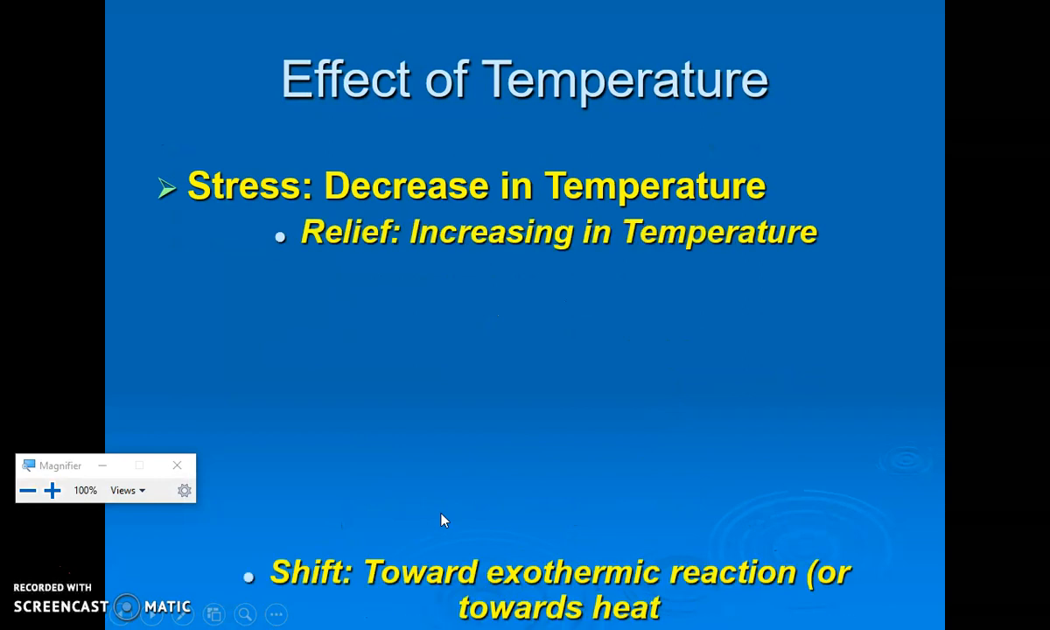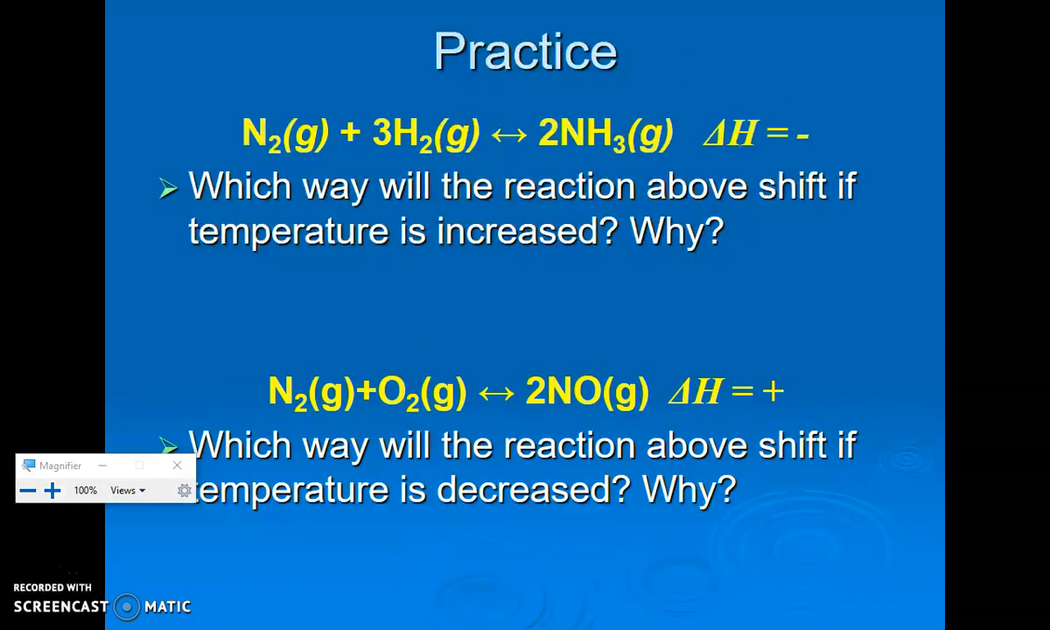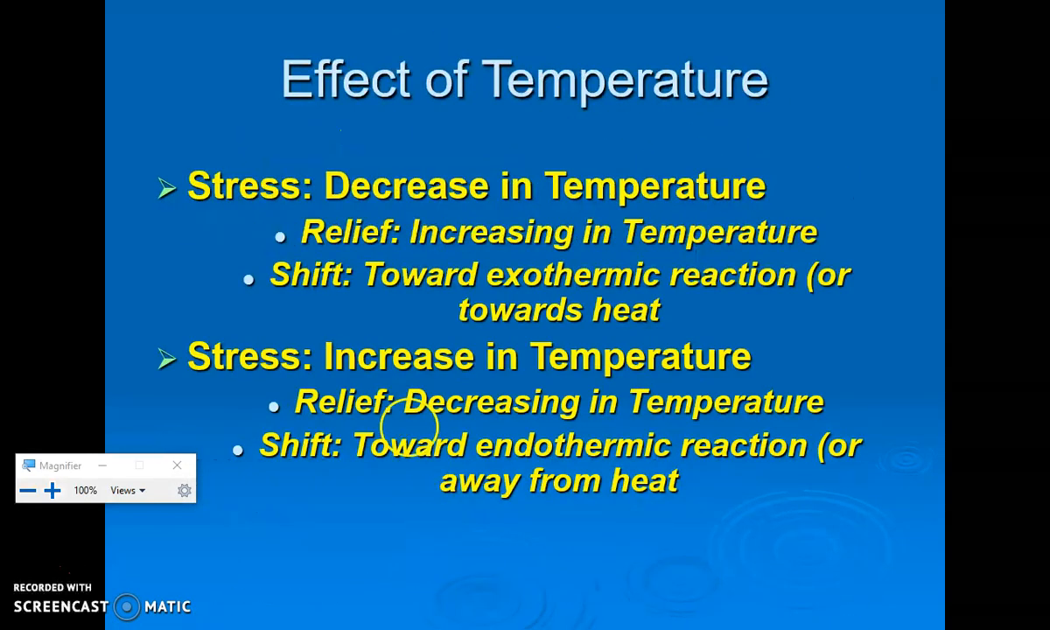Now, this is the slide that I said you guys are taking too long to write. Whoa, too fast. So again, if the stress is decreasing temperature, the relief of this would be increasing the temperature. As a result, we're going to shift towards the direction in which the reaction is exothermic, or towards the heat. If you increase the temperature, the relief that you need is to decrease the temperature, and you're going to shift towards the endothermic reaction, because remember, endothermic reactions absorb heat, so you're going to shift away from the heat.